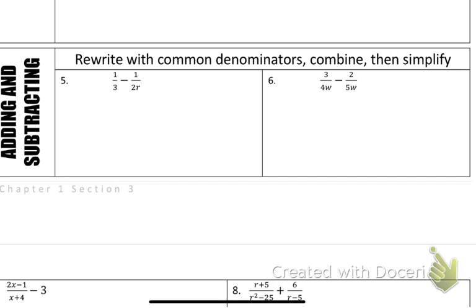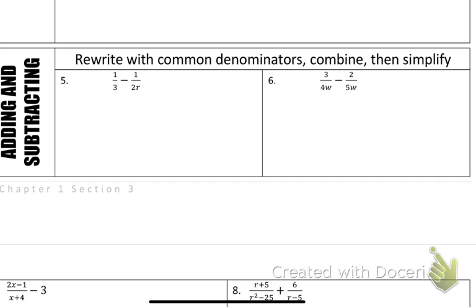All right, rewrite with a common denominator and combine. That's what we're adding or subtracting. They have to have a common denominator to subtract or add. So if you remember my tip, whenever you're adding or subtracting fractions, you can always get a common denominator by multiplying by the other denominator.